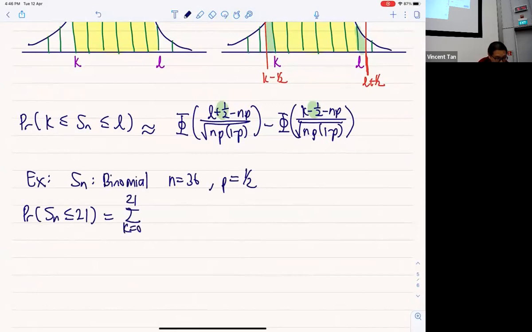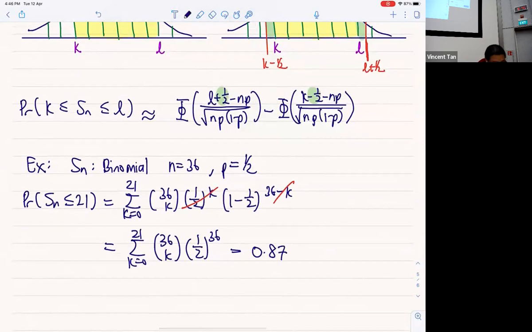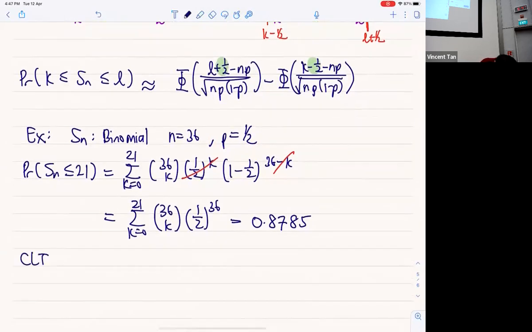So k running from 0 to 21, 36 choose k, half to the power k, and actually this is 1 minus half, to the power 36 minus k. But for binomials with probability of success half, this is actually going to be half to the power 36 exactly. We always have this beautiful thing because we have this cancellation. Now we can plug into a calculator and compute this exactly: 0.8785. For this simple case of p equals half, we can do things in a reasonably stable manner.